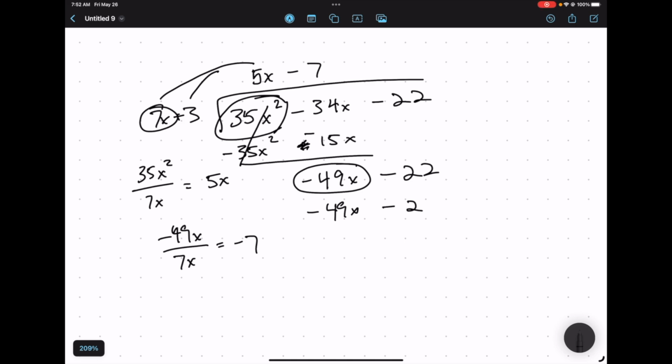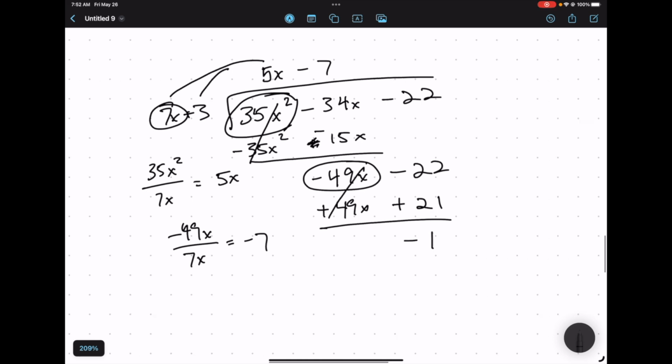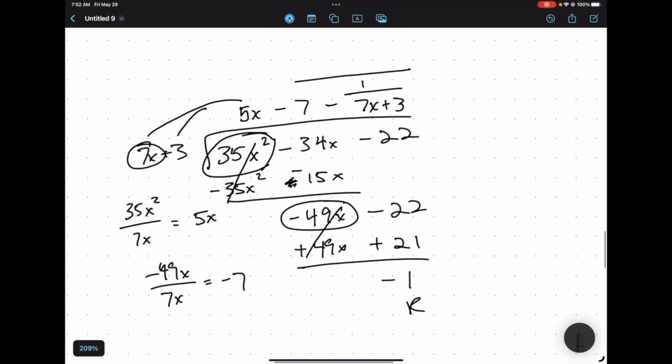And then minus 21. Change the signs. Those cancel. And we will get negative 1. And that's going to be our remainder. So we'll have minus 1 over 7x plus 3. So dividing that is going to be giving us that.